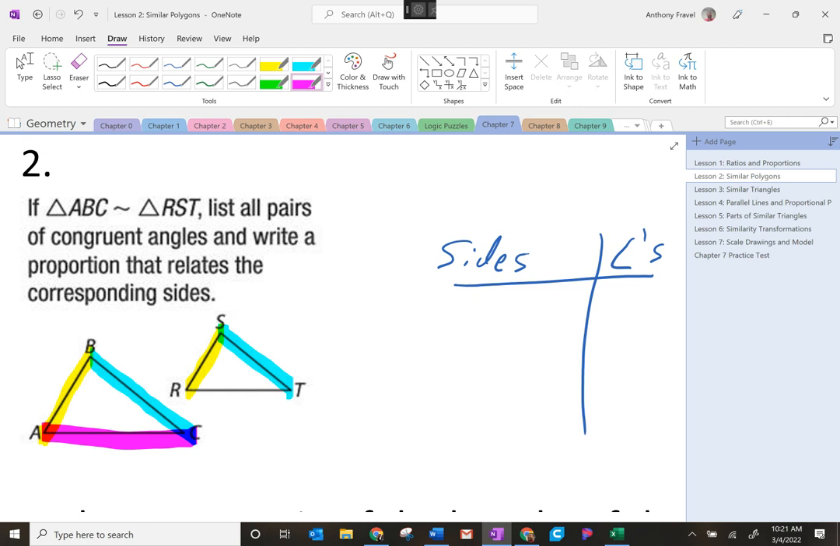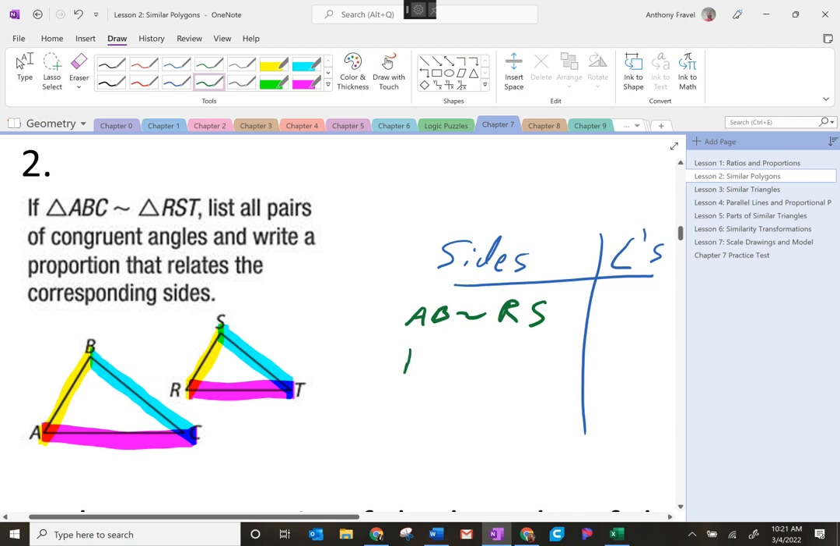Yes, ma'am. RT. You got it. So I'm just going to go through and write those same kind of correlations together. You guys had it right. AB is similar to RS. I've got BC similar to ST. And then AC is similar to RT.